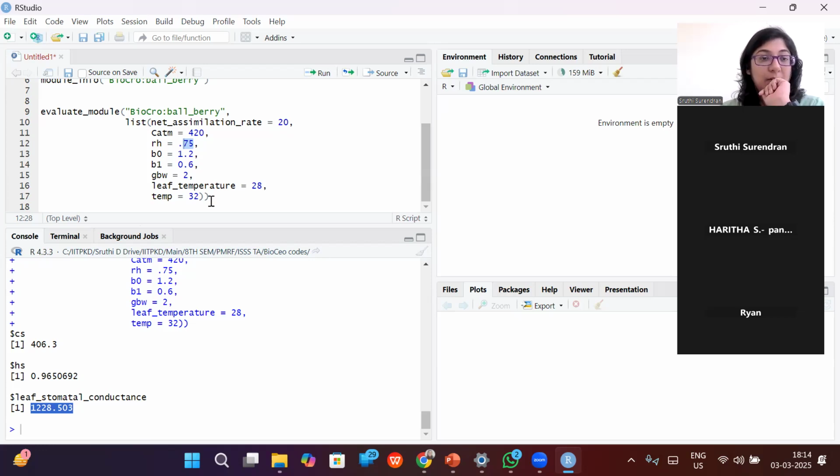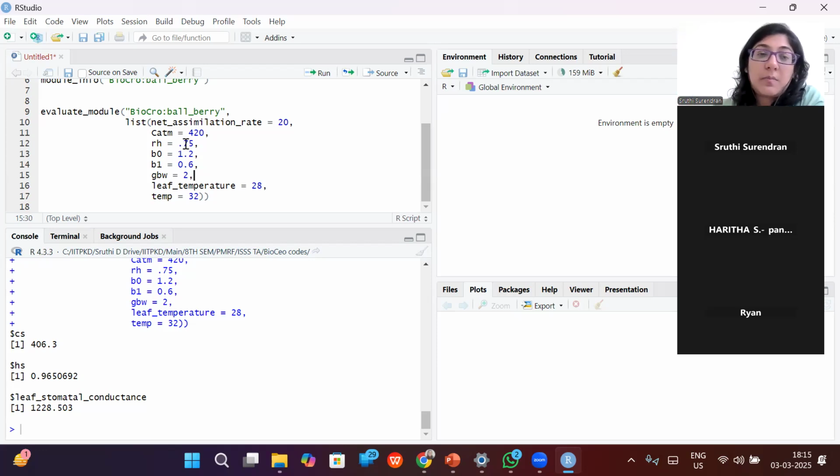So this is how you will run the Ballberry model in BioCro. The inputs will be all of this. In order to get this V0 and V1, what we usually do is we'll have measurements of AN, and when we make measurements of AN, we will also get the measurement of stomatal conductance. Then we will do a linear regression, applying it to the AN value and the stomatal conductance value. During that time, we have to calculate the carbon dioxide on the surface of the leaf and the relative humidity.